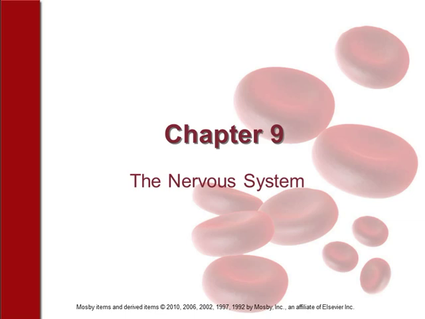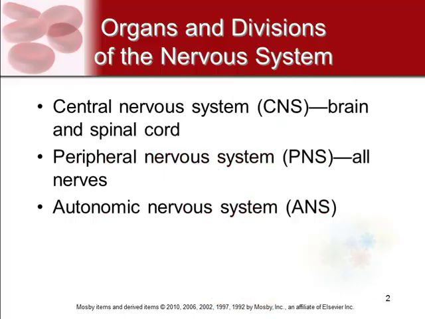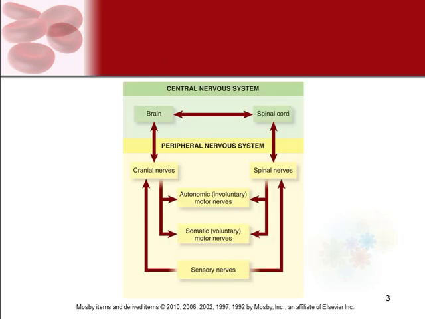So next we're going to cover Chapter 9, the nervous system. The nervous system is divided into a few different sections. The main thing that you need to know is that there's the central nervous system, which is the brain and spinal cord, and then the peripheral nervous system, which can be divided up even further. An example of one of those further divisions is the autonomic nervous system.